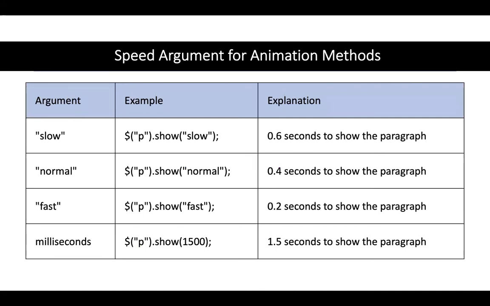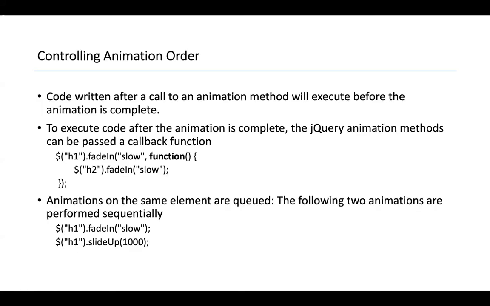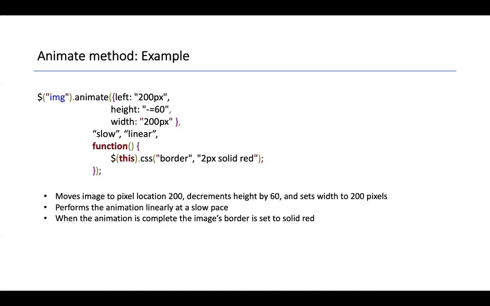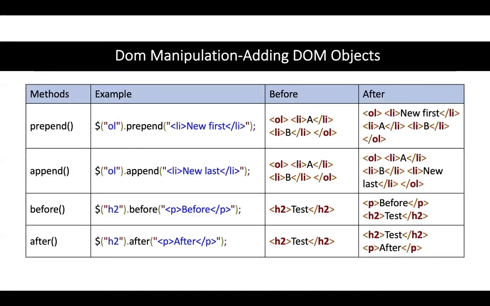Okay, and then you can see what the different values are set to. So slow will do the animation in 0.6 of a second, normal in 0.4 of a second, fast in 0.2 of a second, and then if you want, you can provide your own argument to it. Okay, and since we are running out of time and the animation order isn't quite as important, I'm going to skip over that and go straight to the DOM, how you can modify the DOM.